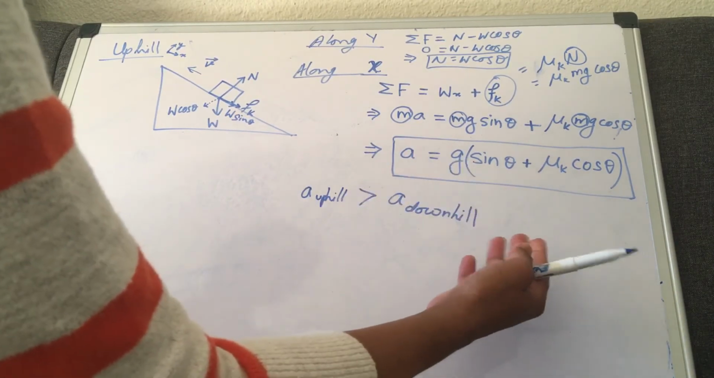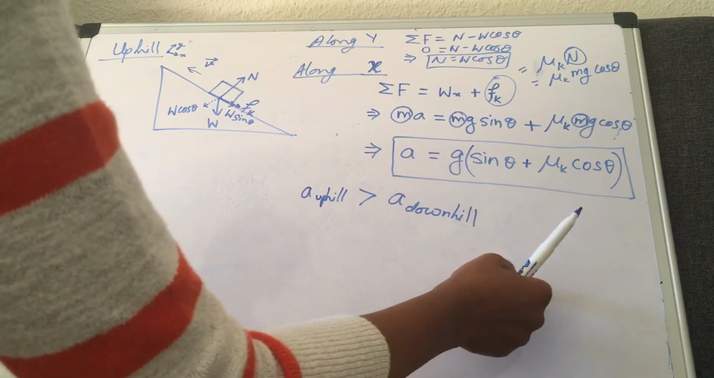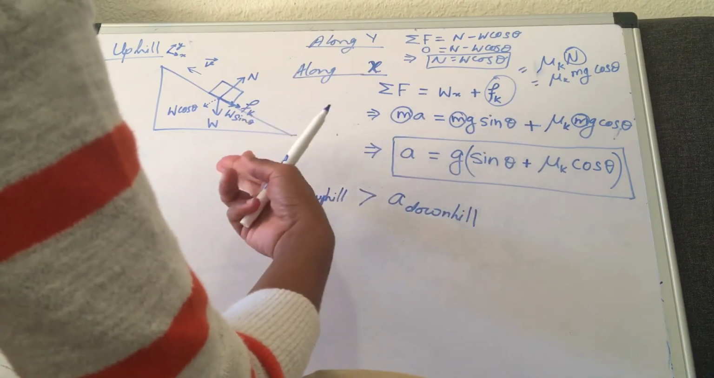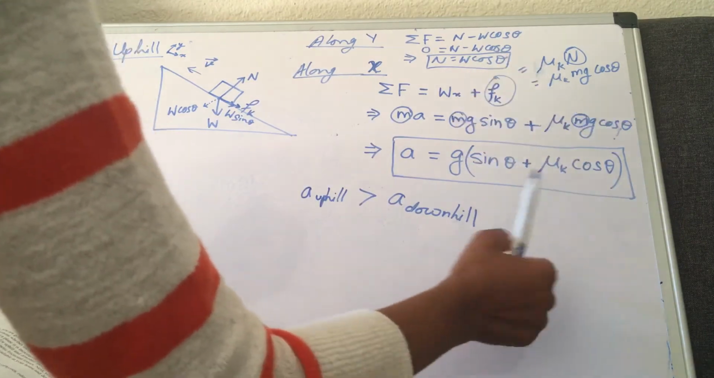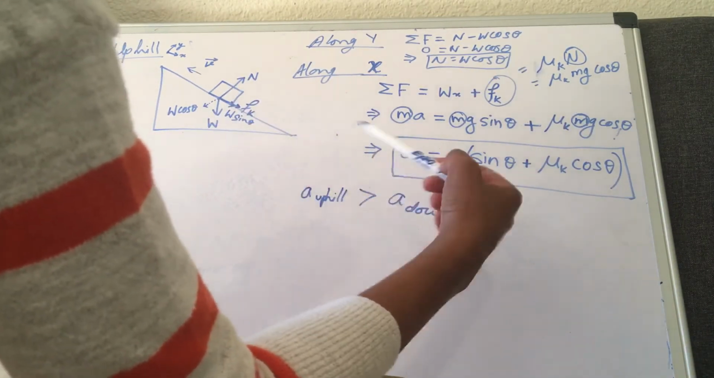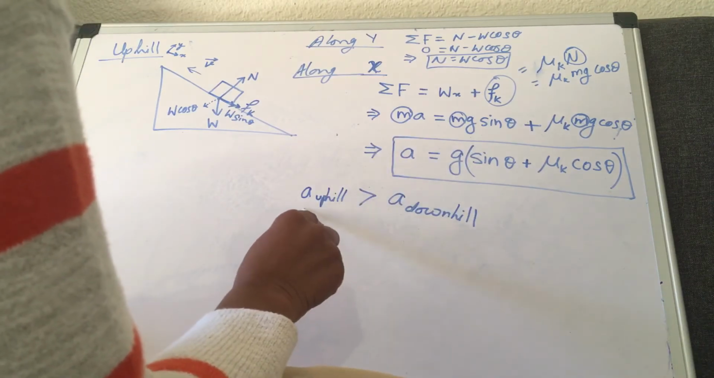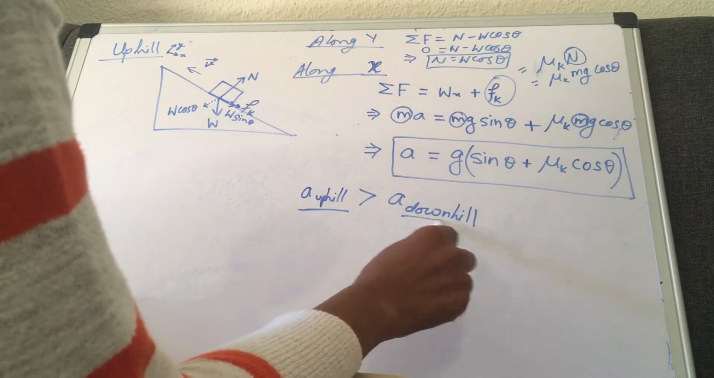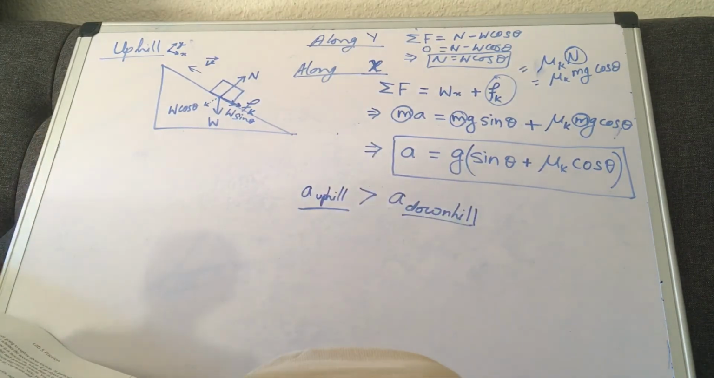Both the gravitational force, which is really the weight here, as well as the frictional force, are trying to slow down the object. That's why there is a higher acceleration going uphill in comparison to downhill. That is the important part.